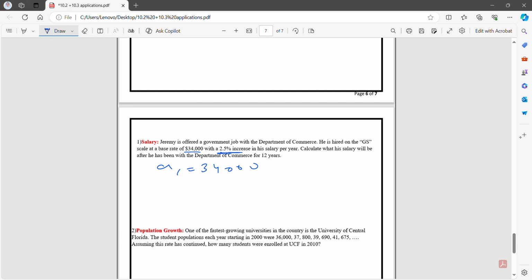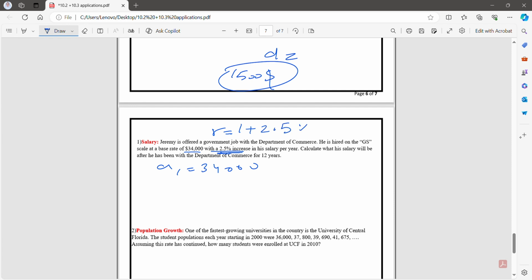In the first question, the increment was given as an amount. They gave it as $1,500. So I told you, whenever the increment is given as an amount, it means it's an arithmetic sequence. But if the increment is given as a percent, then the given sequence is a geometric sequence, and the percent value is R. If they give you the increment as an amount, that will be D. But if they give you the increment as a percent, it means R is given. So here R is 1 plus 2.5%.